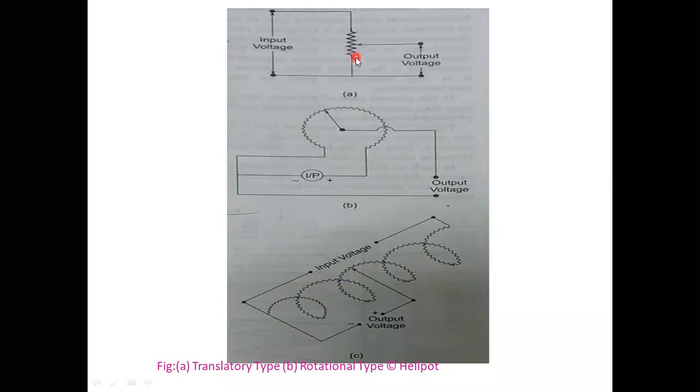First one is translatory, this is rotational, this is helical. Potentiometers are of three types. First one is translatory, second one is rotational, and third one is helical.